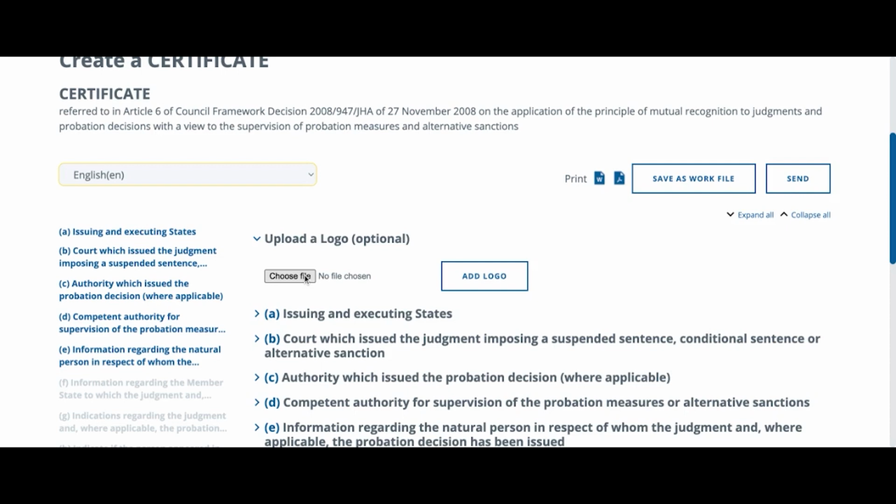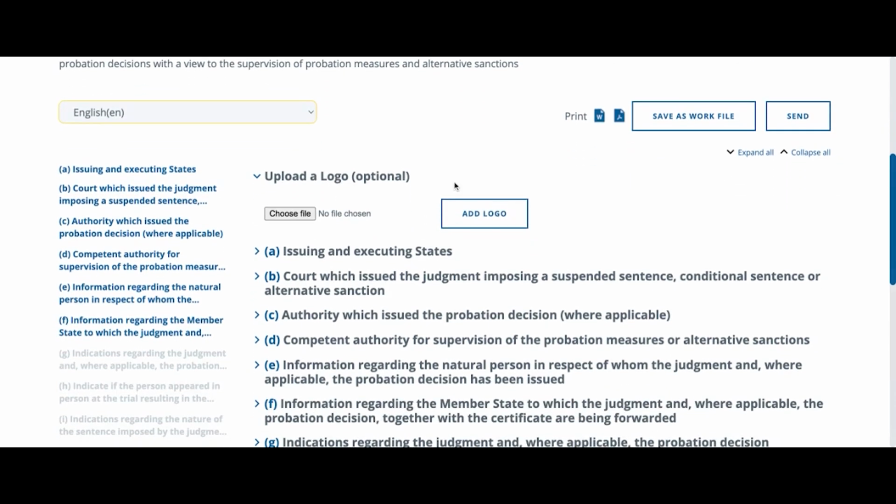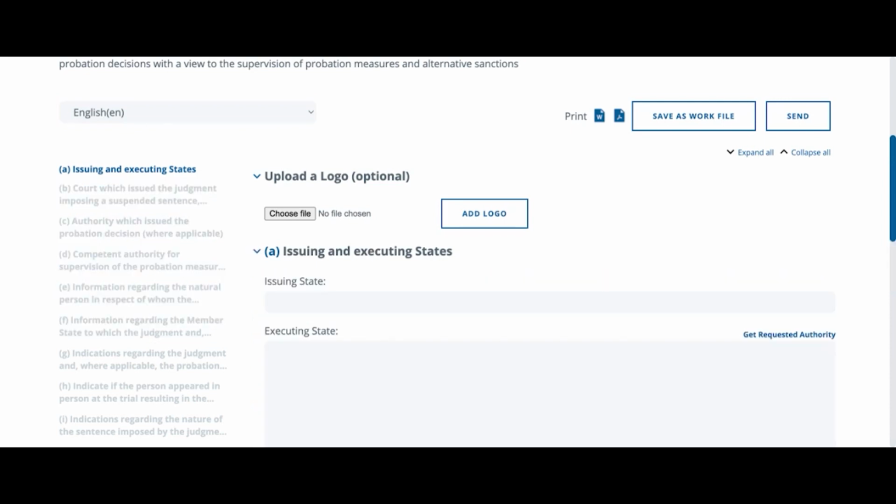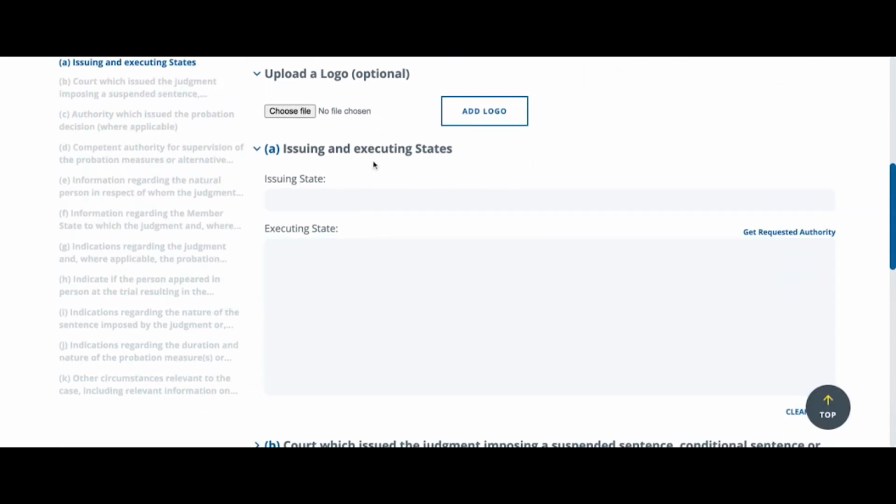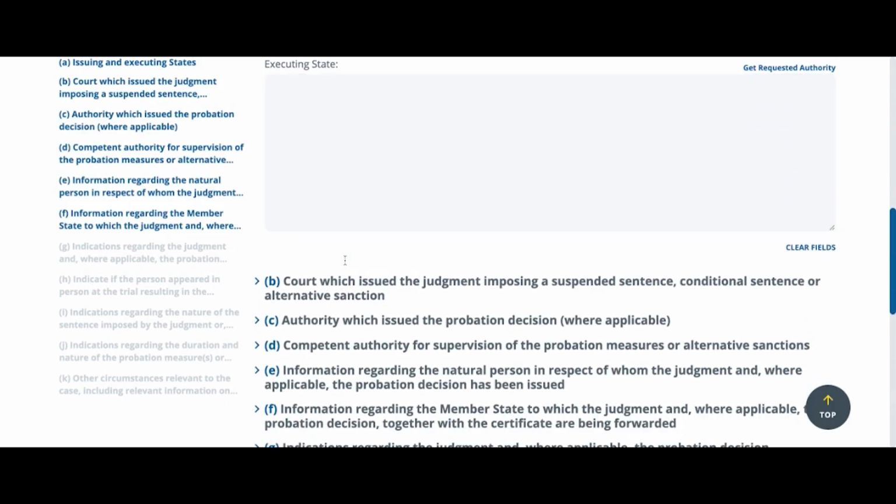Then here you can upload your logo. If you have a logo at your competent authority, you can add it here. And then you can go and fill out every section of the certificate. Here is issuing an executing state. This is the issuing state, the executing state.